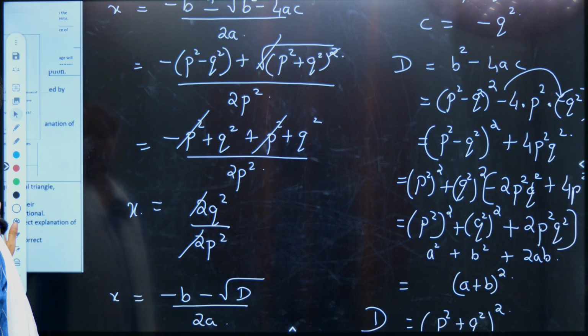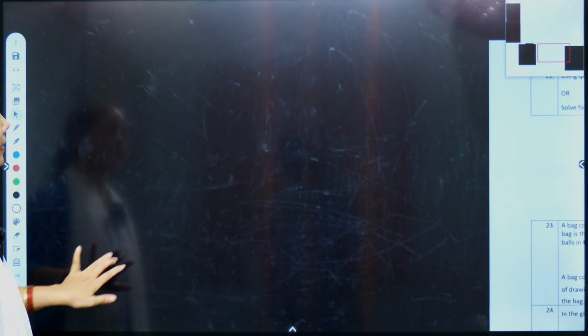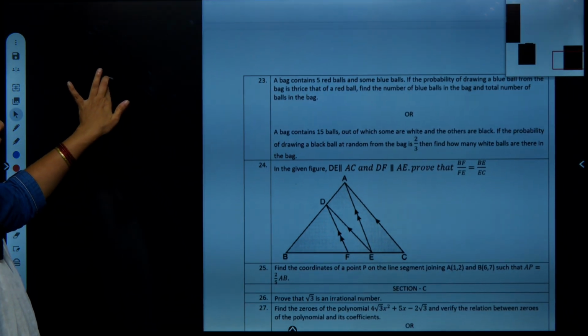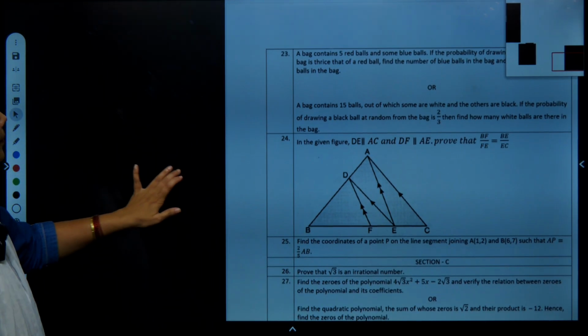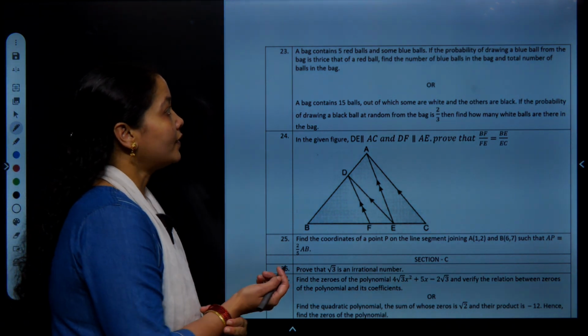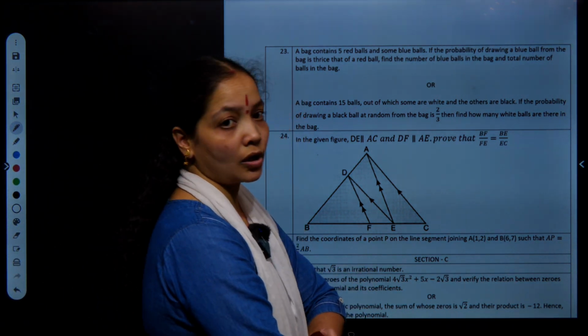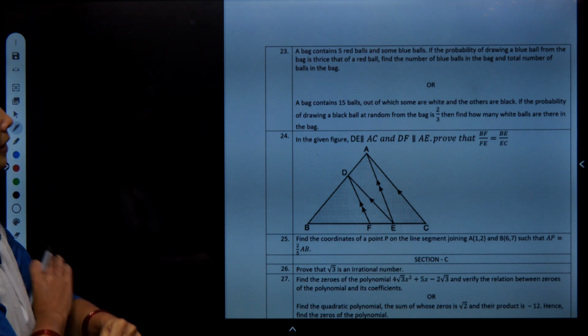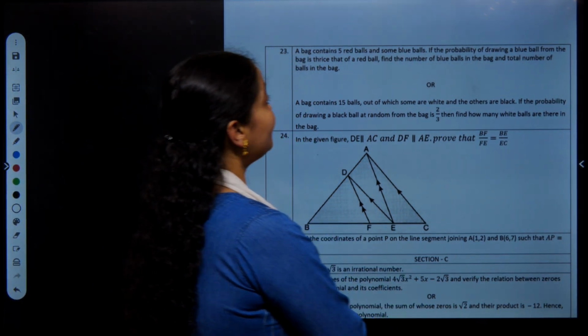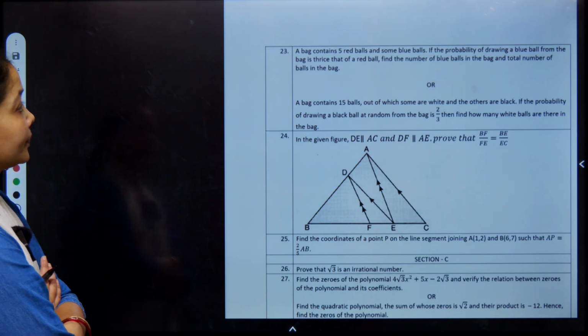Moving on to the 23rd question. Let us see what is there in the 23rd question. The 23rd question is based on a chapter called probability. It says that a bag contains 5 red balls and some blue balls. If the probability of drawing a blue ball from the bag is thrice the probability of a red ball.